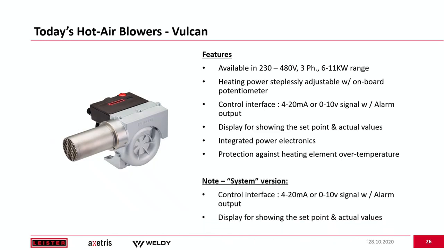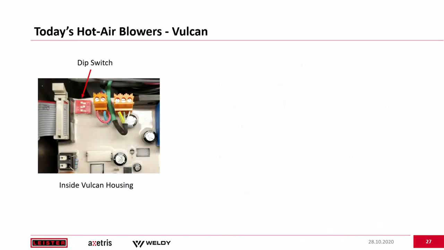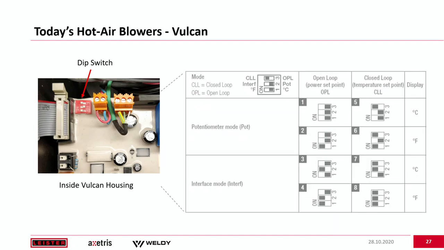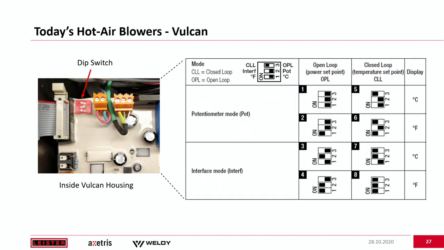Now, in order to do the setup on the Vulcan, it's a little bit different, unlike the Mistral and Hot Wind system versions. Instead of having an onboard menu, you have a series of dip switches to dial in the parameters that you're looking for. So you have the capability of making adjustments for whether or not you want your Vulcan to read in Fahrenheit or Celsius. You have the capability of setting interface versus potentiometer mode, and also the capability of setting open loop versus closed loop.